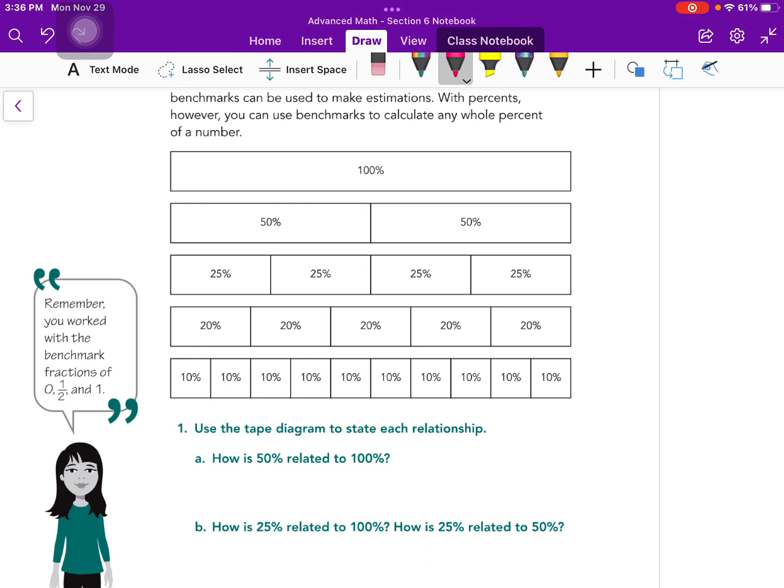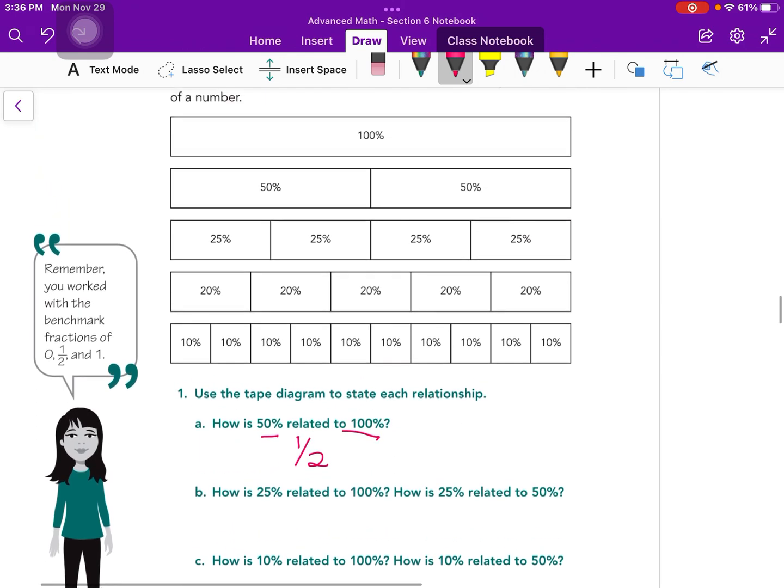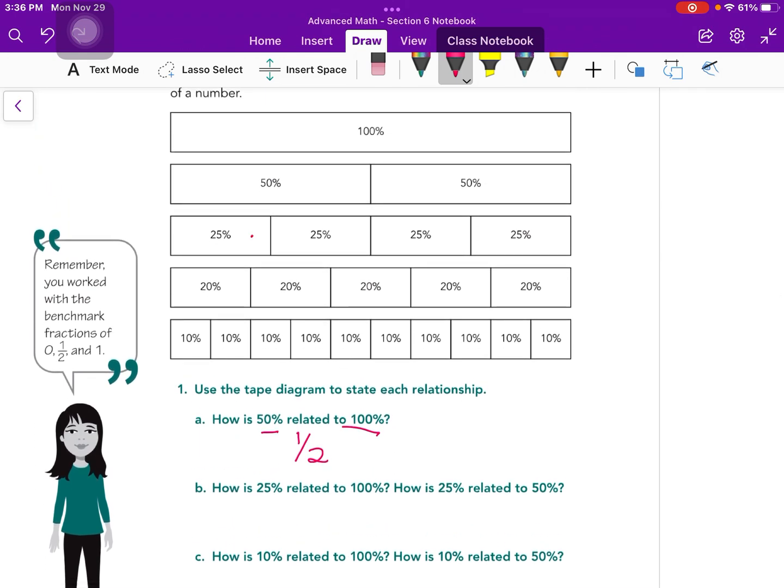Use this tape diagram. How is 50% related to 100%? Well, I can see 50% is half of 100. How's 25% related to 100? Well, there's 1, 2, 3, 4. So 25% is 1/4 of 100. How's 25% related to 50? Well, it takes two 25s to make a 50, so it would be half of 50.